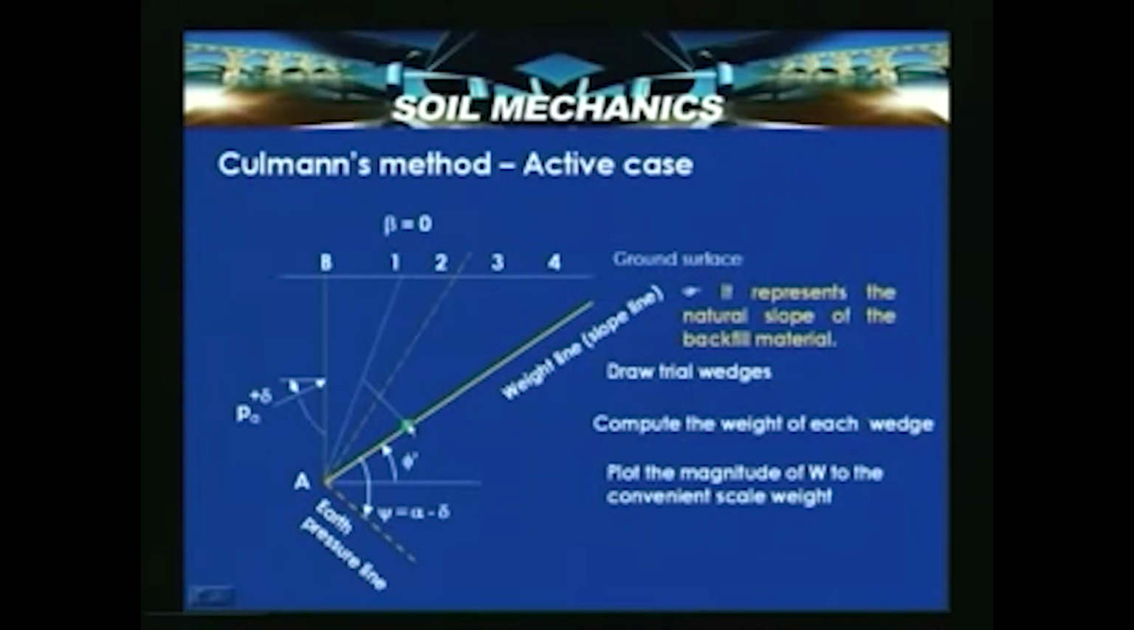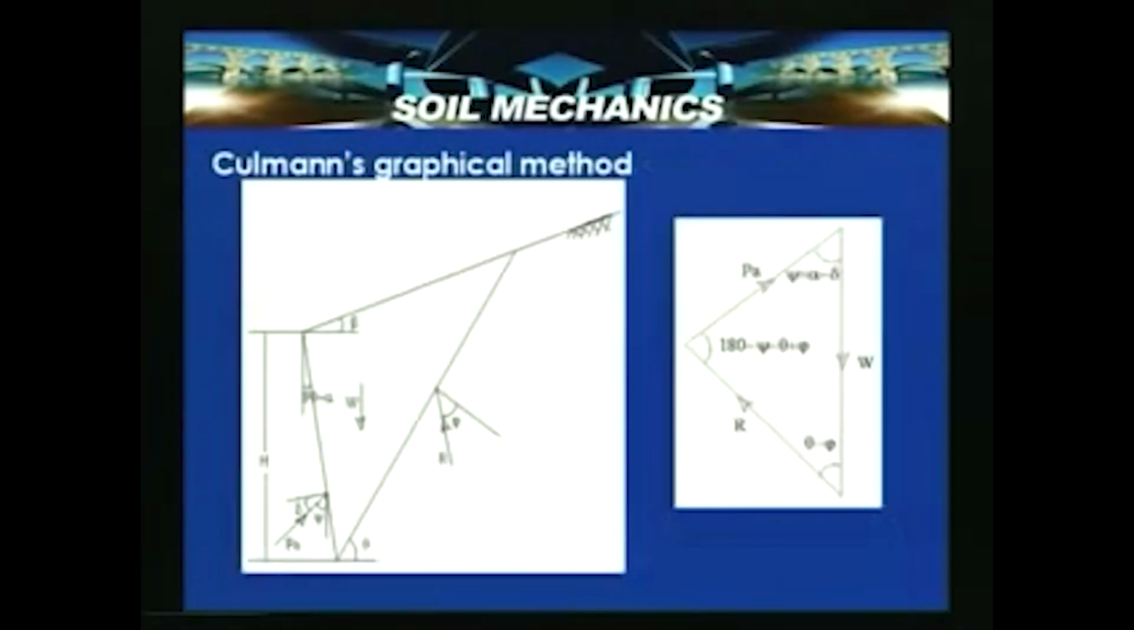Now, at an inclination of psi equal to alpha minus delta, this angle is nothing but the angle between W and PA, the active thrust and W. We have seen this in the previous slide. This can be seen in Kalman's graphical method, this force triangle of PA or resistance. So psi is equal to alpha minus delta.